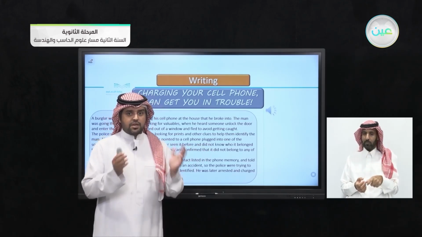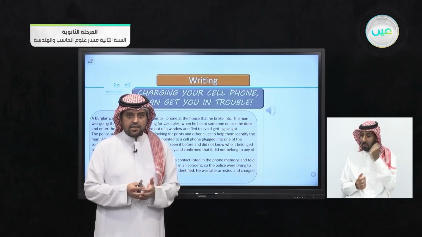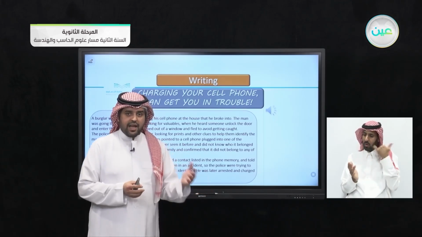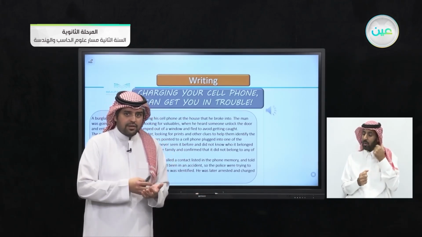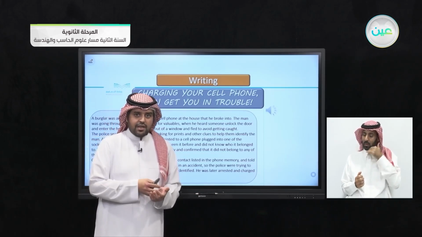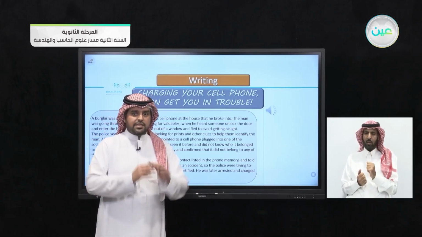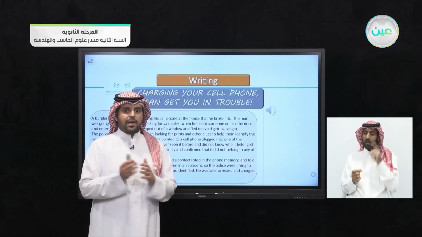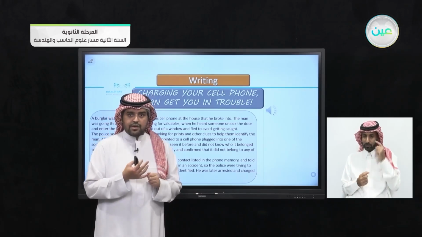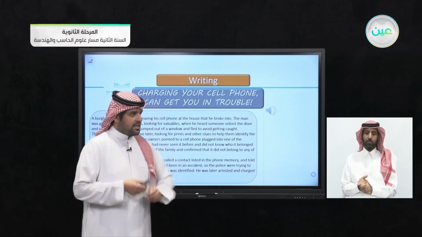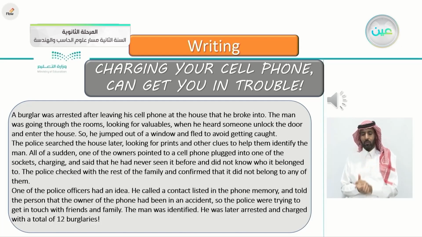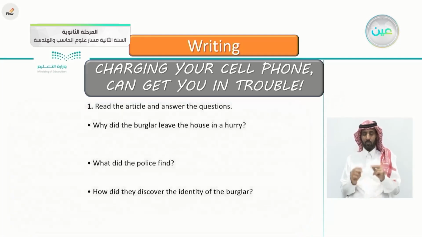So one of the police officers had an idea to call one of the contacts and tell him that the owner of this phone, the burglar, had an accident, and they staged the whole thing up, and that led to identifying the burglar and later arresting him. So this is the summary of this, or let's say the short version of this story. So let's answer the questions here.